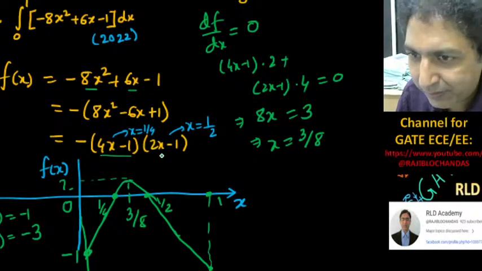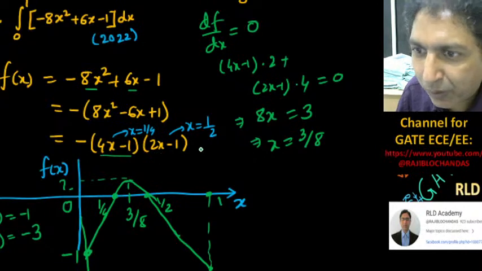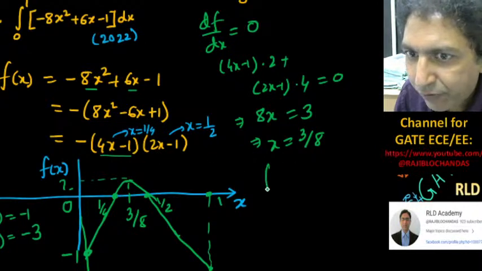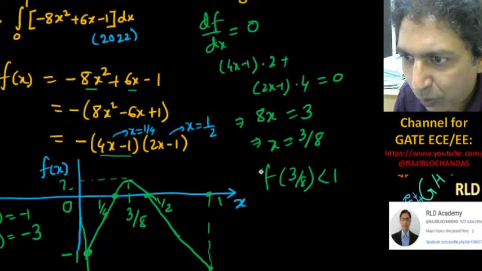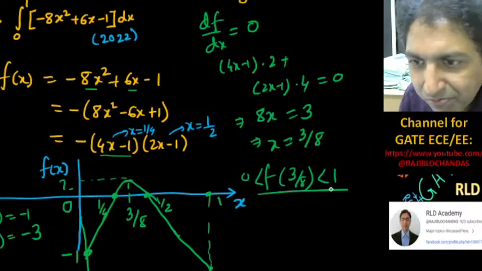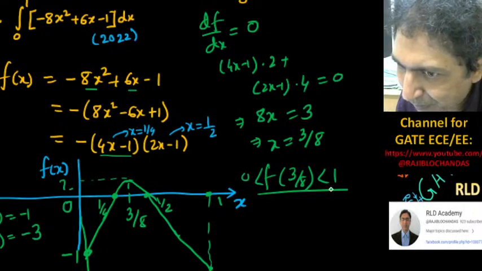So how much are you getting? I think you will get less than 1. So f of 3 by 8 is less than 1 and more than 0. That you can check.